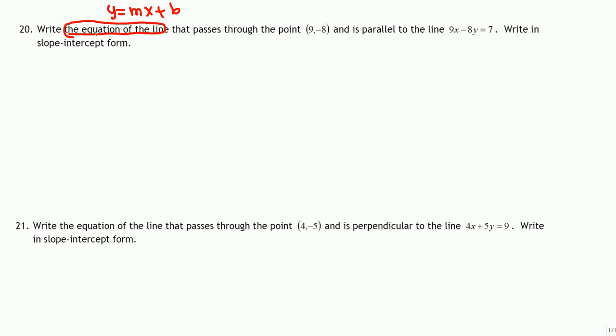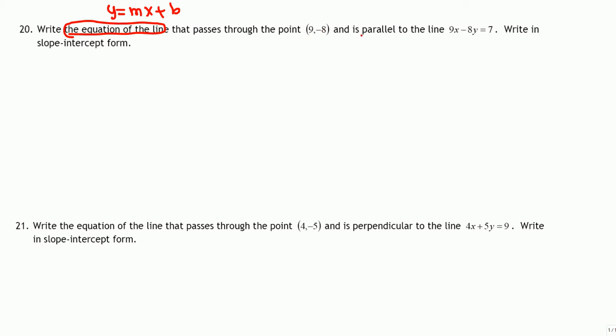So to write down the equation, we need slope m and a point. That point will give us the y-intercept b. So we need slope and we need a point to determine y-intercept. And if we read through, this line passes through the point (9, -8). So we have the point, and this will give us the y-intercept. But we need to find the slope first. This point will be used later to determine b.